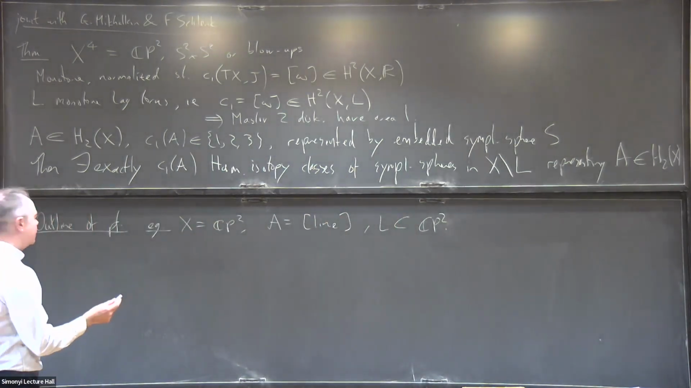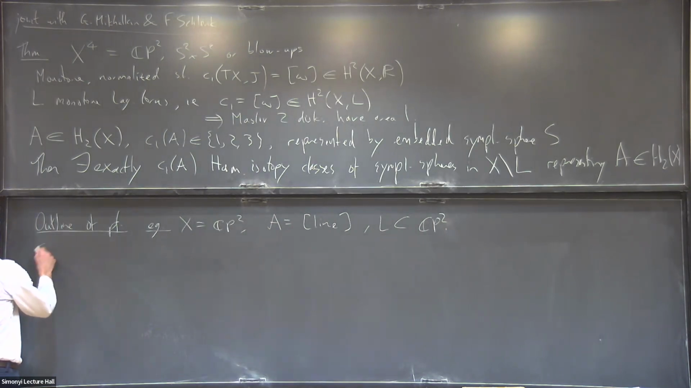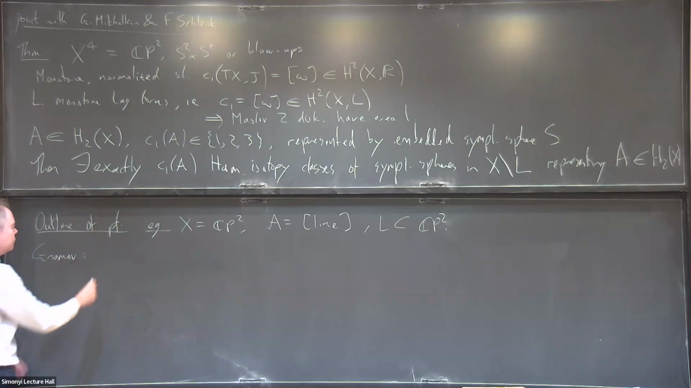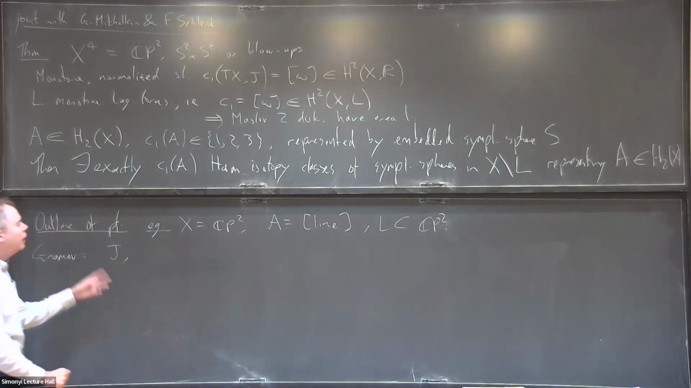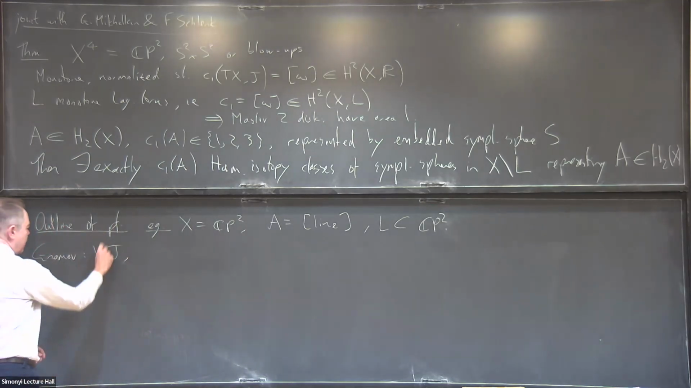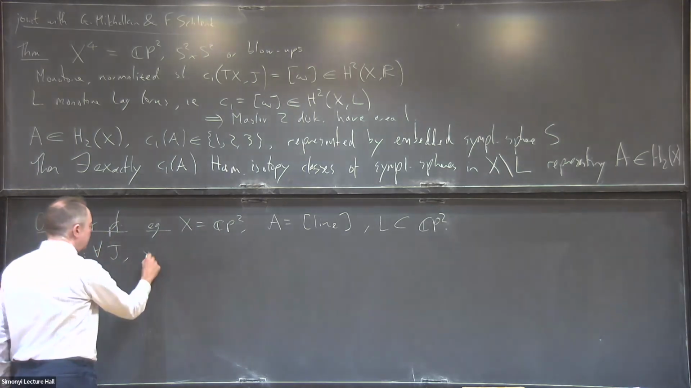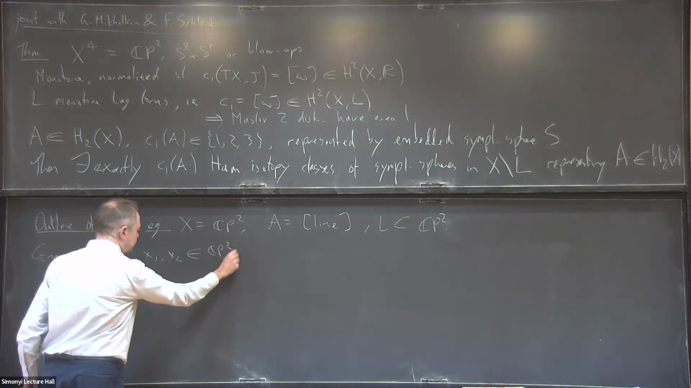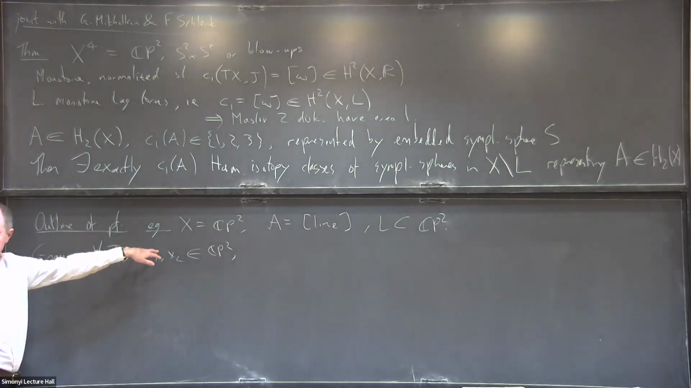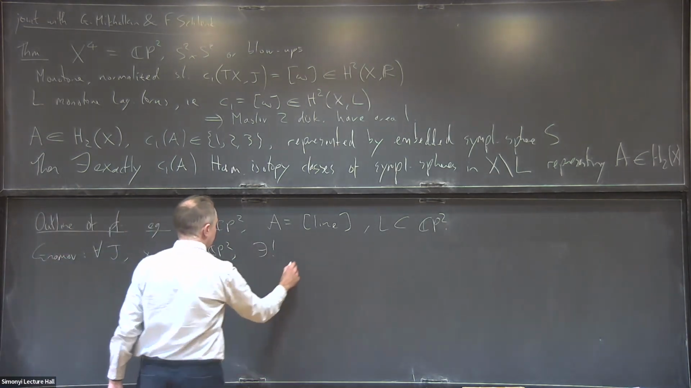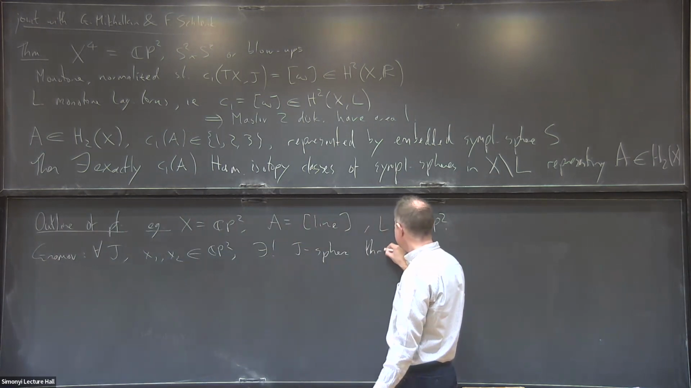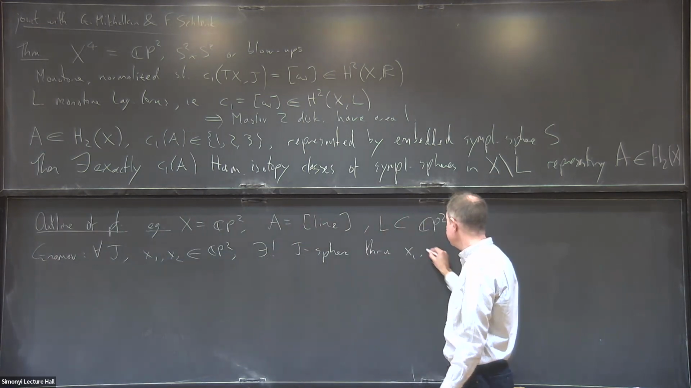Okay, so how to do it? Basically, following Gromov, you choose an almost complex structure. Whatever choice you make of almost complex structure, you can choose 2 points in CP2. Then there exists a unique J-holomorphic sphere whose image intersects x1 and x2.